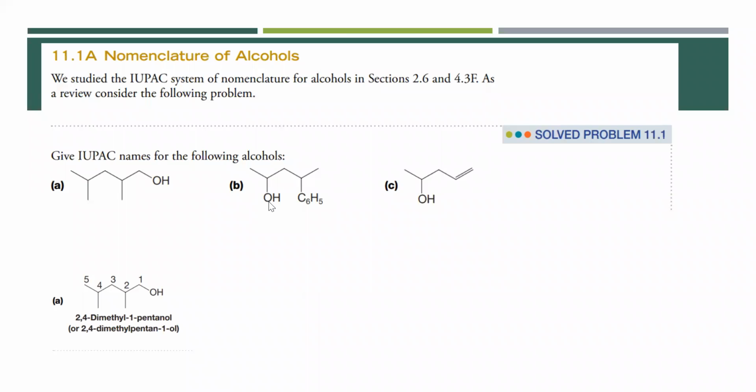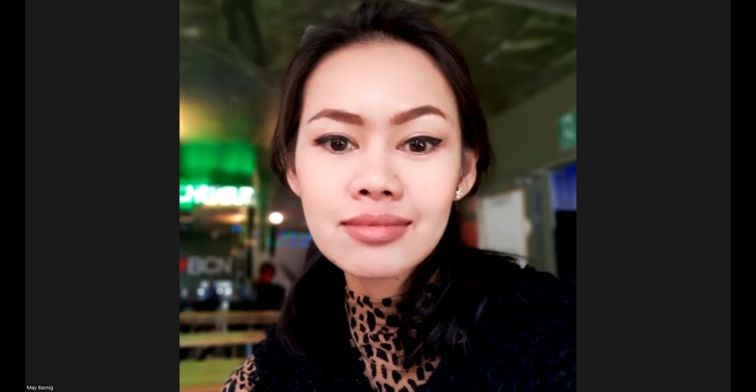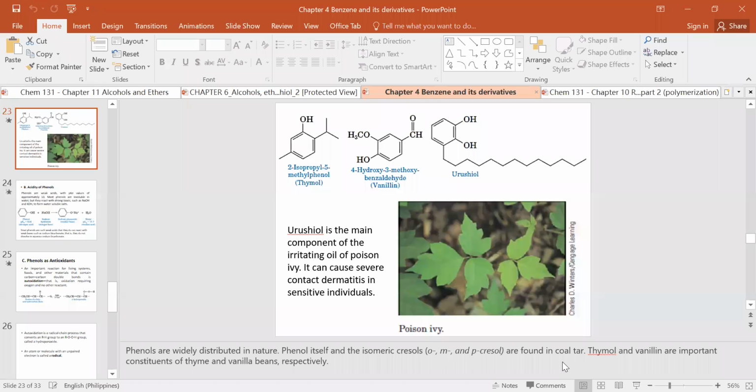You have 4-phenyl-2-pentanol. Okay. Pag 1-pentanol lang, actually, some others wouldn't even indicate it. But if the OH is located on other than a terminal carbon, then you have to indicate it. Okay, so enough for the naming. I think you are already refreshed with naming our alcohols.